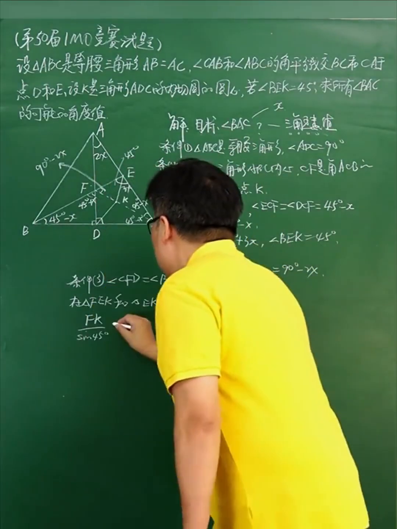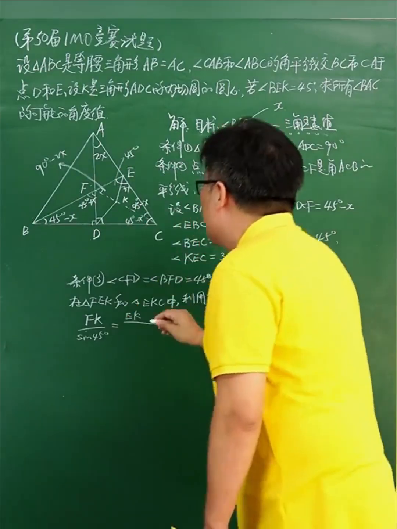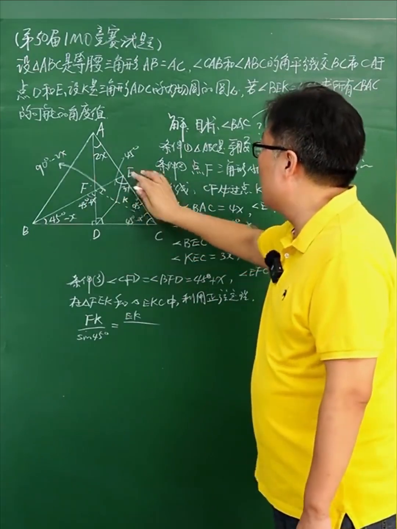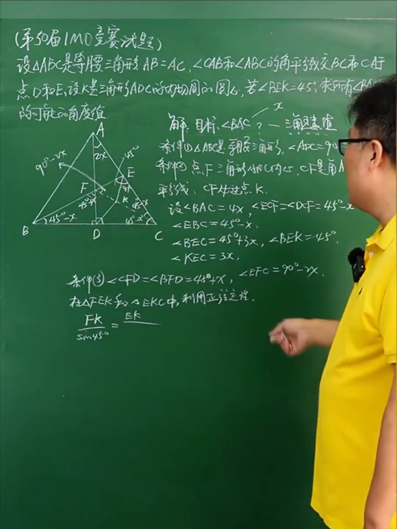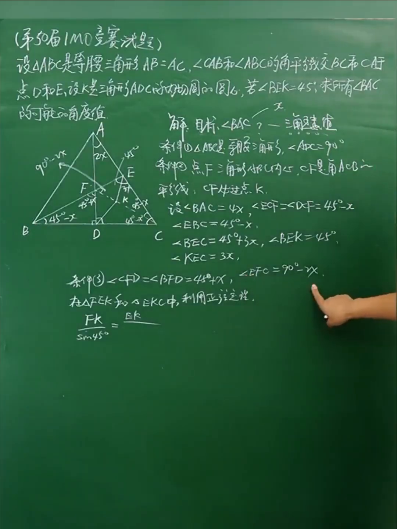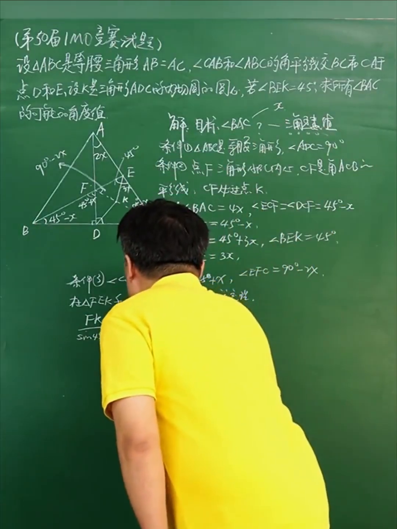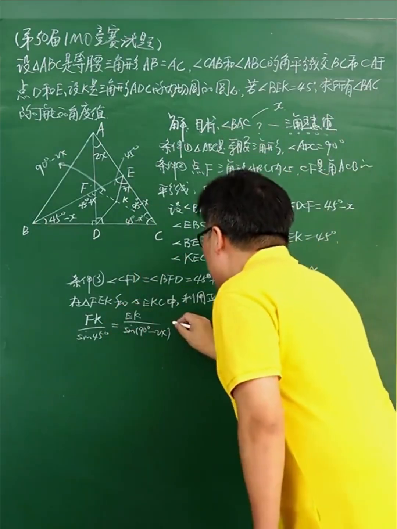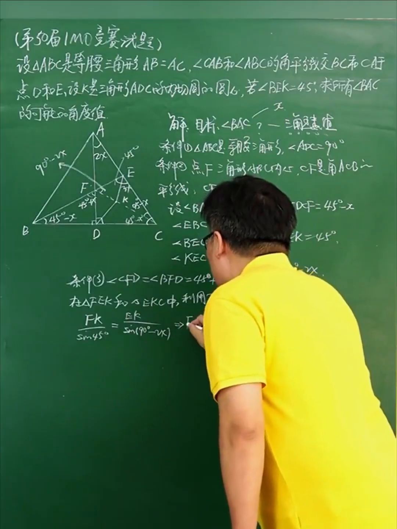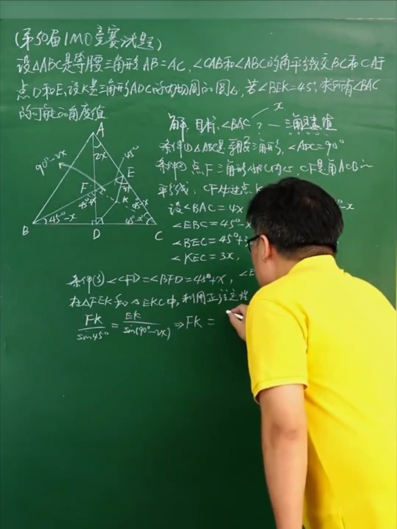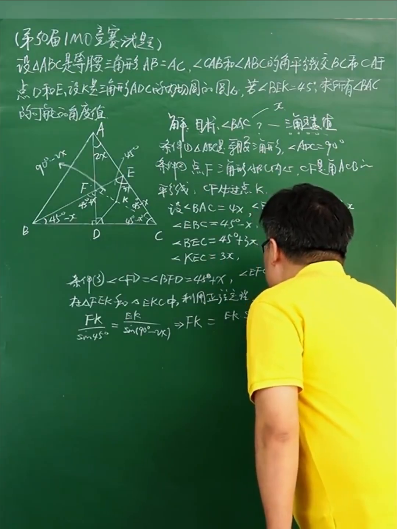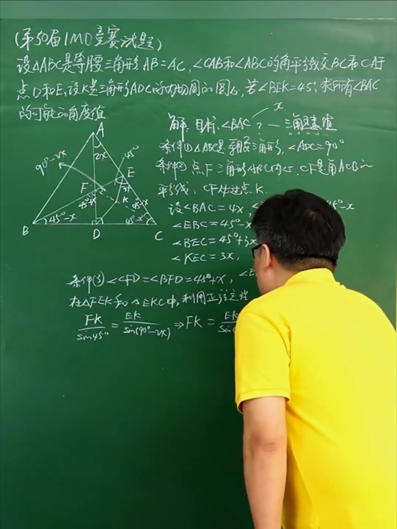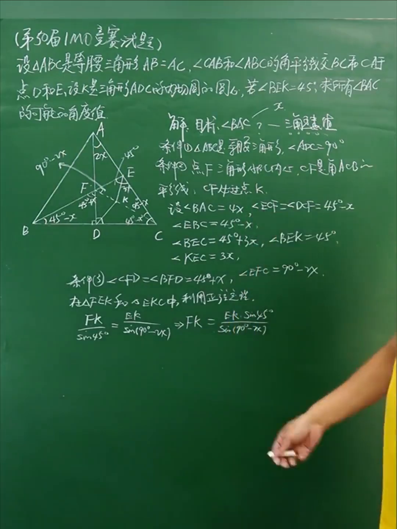Looking at triangle EFK, we can see that side FK corresponds to the 45-degree angle. So FK over sin 45 degrees is equal to EK over sin of angle EFK. Now, remember that angle EFK is the same as angle EFC, which we already figured out earlier. So that means it's equal to EK over sin of 90 degrees minus 2x. From here, we can express FK in terms of EK and the angles. FK is equal to EK times sin 45 degrees all over sin of 90 degrees minus 2x. Great, now we have an expression for FK that we can use.